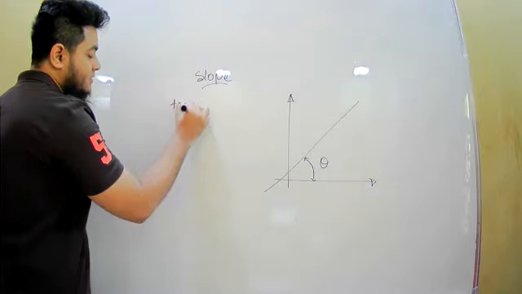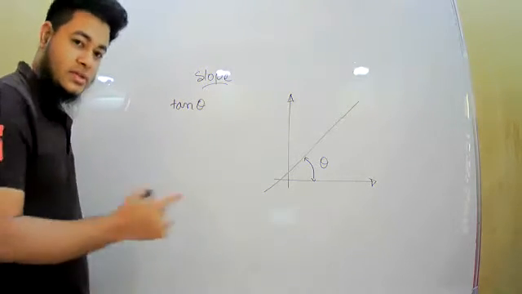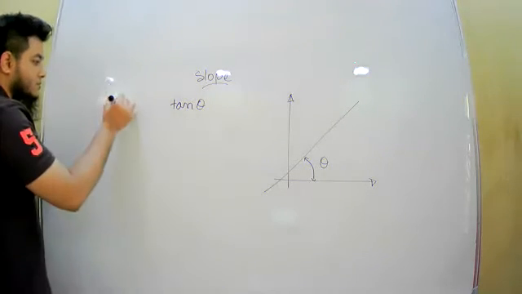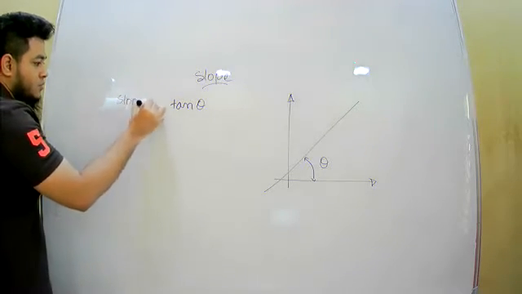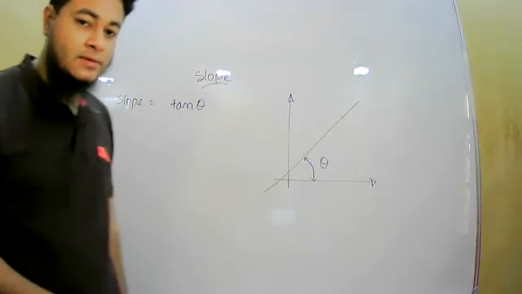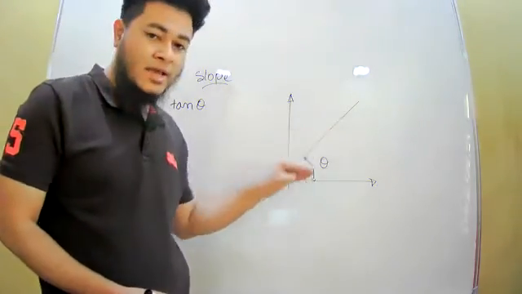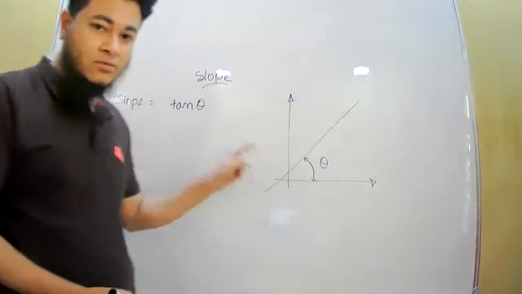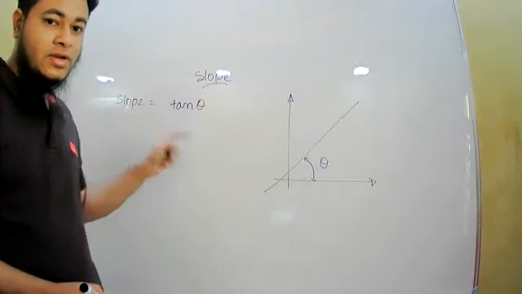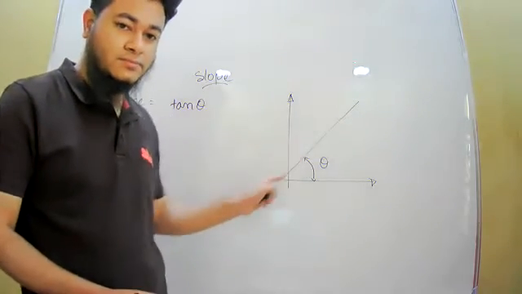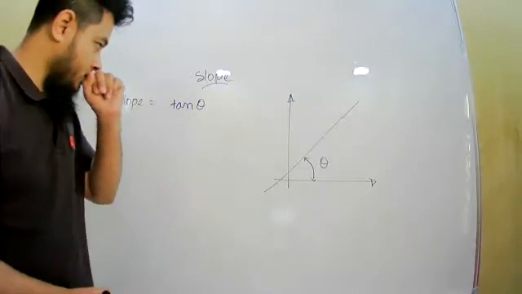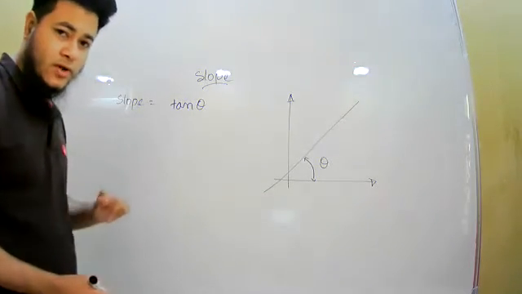Tangent of that angle, that is the slope of that straight line. So slope is equal to tan theta. If you know the angle between the straight line and the positive x-axis, if you take the tangent of it, then you will get the slope of that straight line. Okay, now this is one way to find out the slope.